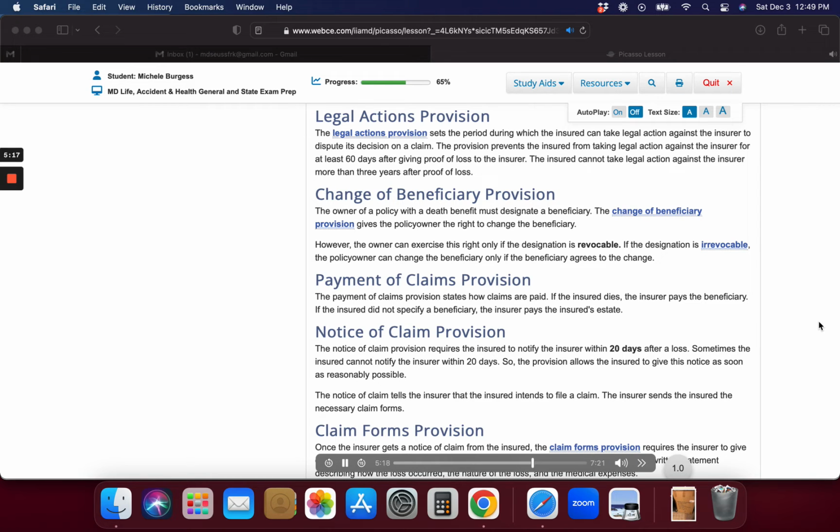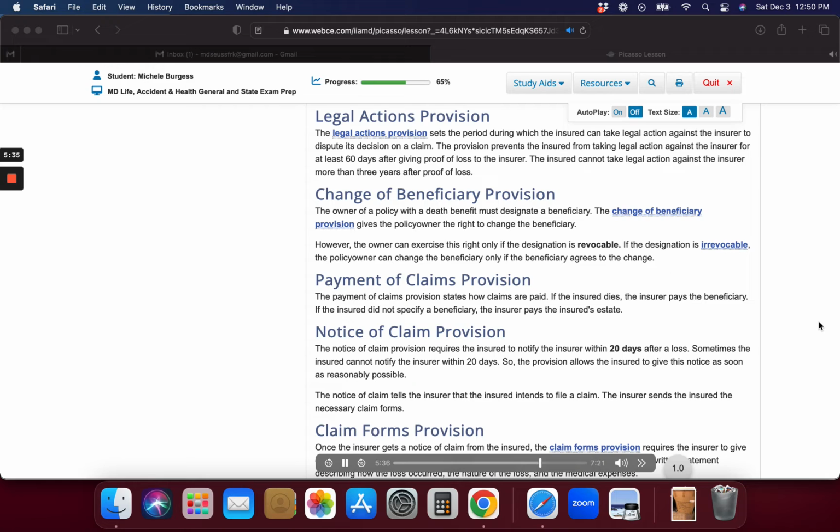Proof of loss provision. Under the proof of loss provision, the insured must give the insurer written proof of loss within 90 days. The insurer can extend this period under certain circumstances. In the case of disability insurance, the insured may need to give ongoing proof of loss to continue getting benefits.